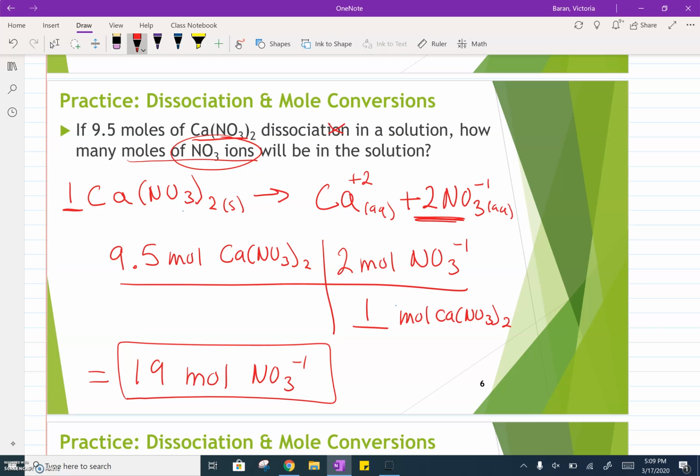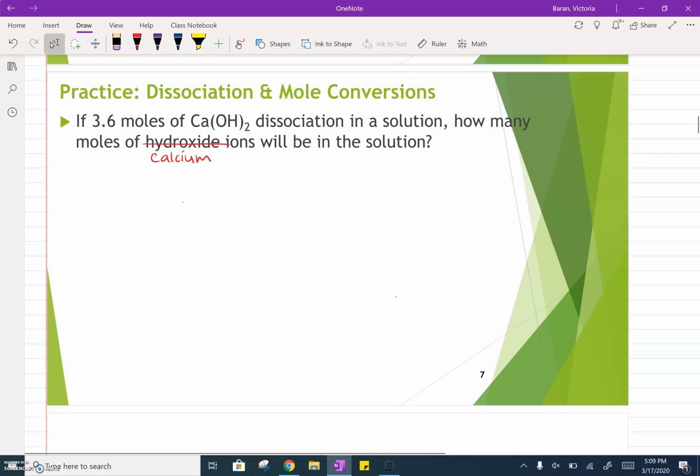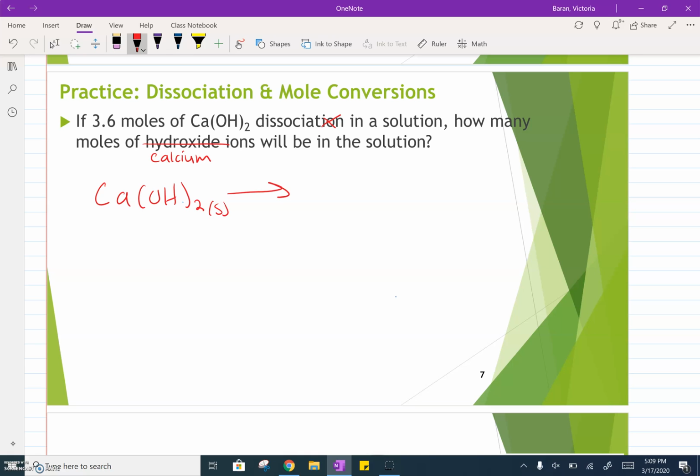So there's one example, and I'm going to do one more down here, okay? So if I have 3.6 moles of calcium hydroxide that dissociates in a solution, how many moles of calcium ions will be in the solution? Now, again, we're going to do the same thing. We're going to start by writing the equation for dissociation. Again, this is a solid, and we can say that we dissolved it in water.